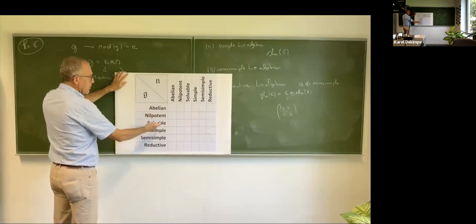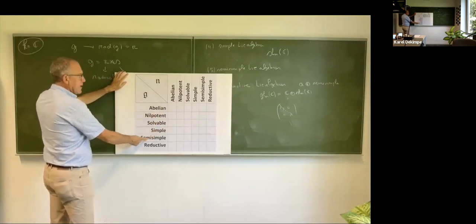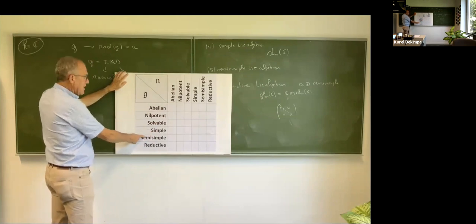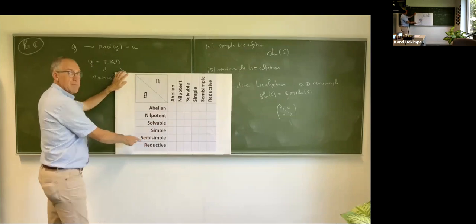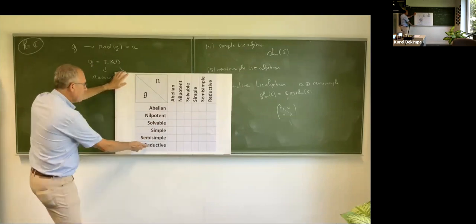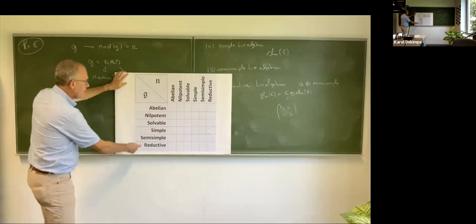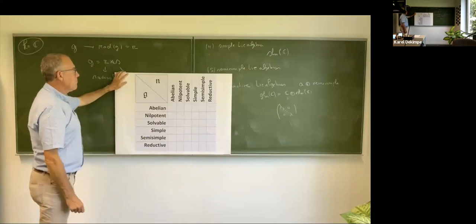Yeah, the simple one is just a simple one. A semi-simple one, which is not simple, so at least two simple factors. And also here, a reductive one, which is not semi-simple. So if I use this word, I mean, yeah, not one in the category before.